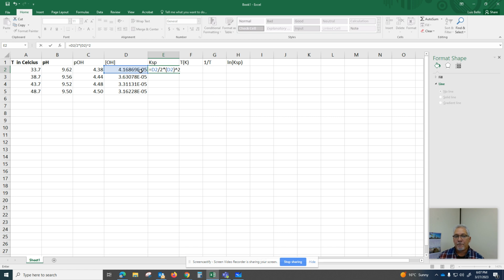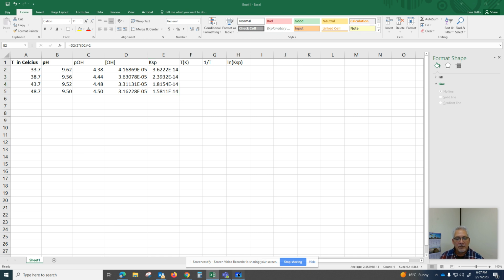Why is that? Remember, the first D2 divided by 2 is the concentration of magnesium, which is half of the OH, and the second one is the concentration of OH. Hitting enter, and this is the value of KSP. That's the value of KSP.